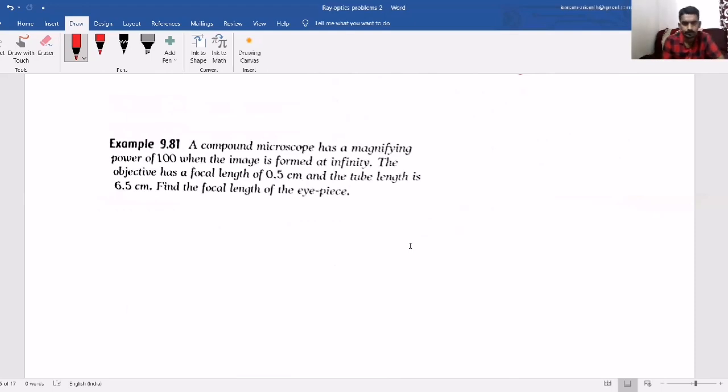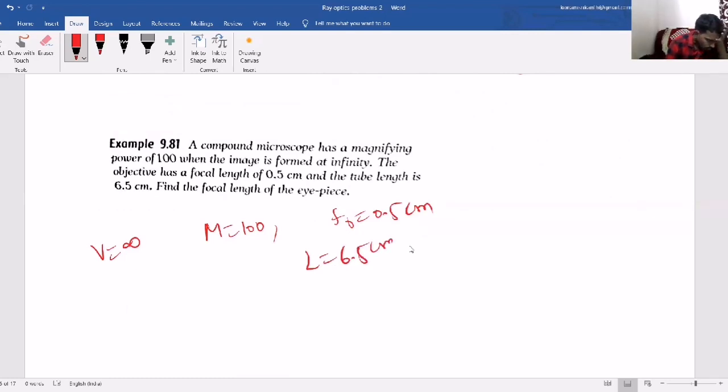Now here, a compound microscope has a magnifying power. They have given the magnifying power as 100, when the image is formed at infinity. Now they are telling us V is at infinity. The objective has focal length F0 equal to 0.5 centimeter and the tube length is 6.5 centimeter. So I just now told you, here again they have given the length of the tube.